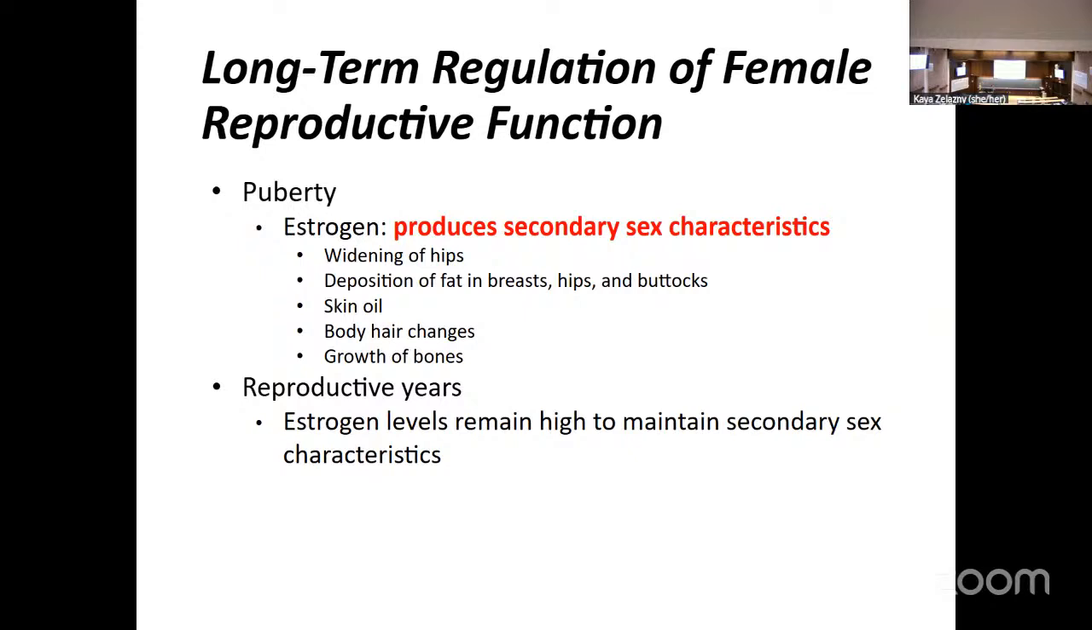So in females, we're going to start to see widening of the hips happen at puberty. You're going to start to see growing fat deposits in the breasts, in the hips, in the butt. So we're going to be changing the shape of the body, changing weight distribution. You're going to see changes to the skin, production of oil, changes to body hair, so production of pubic hair. You're going to see changes to the growth of bones during puberty.